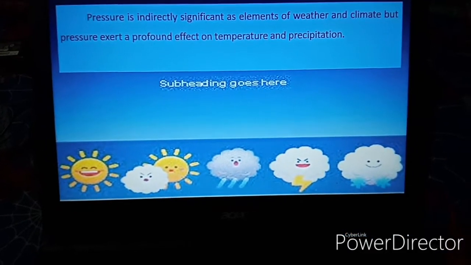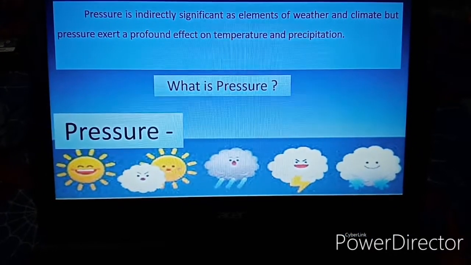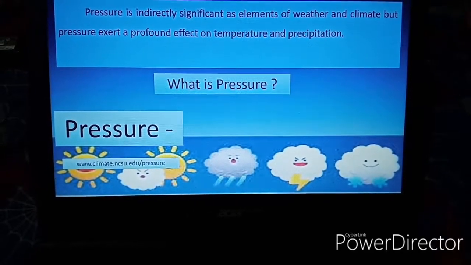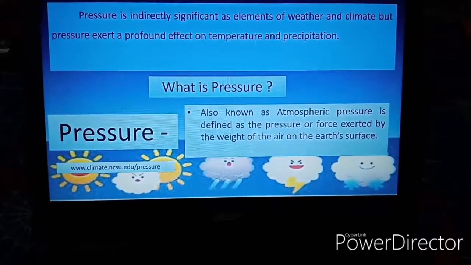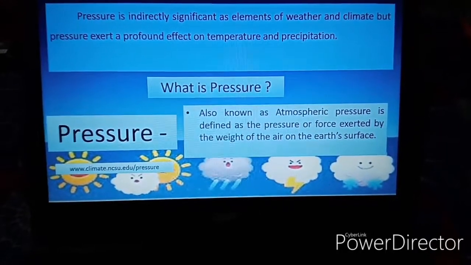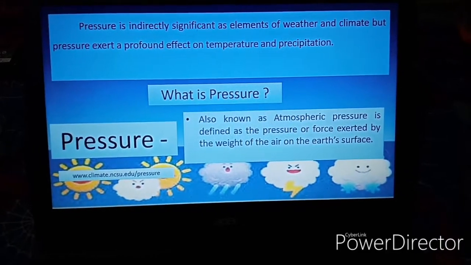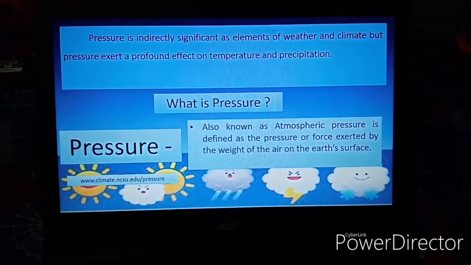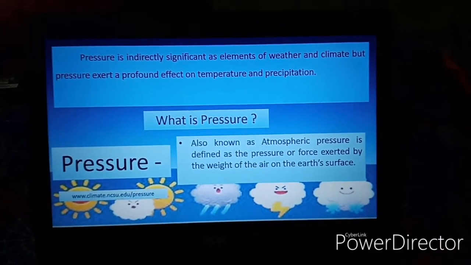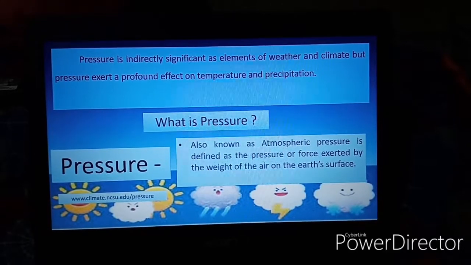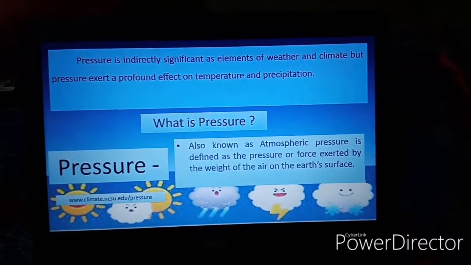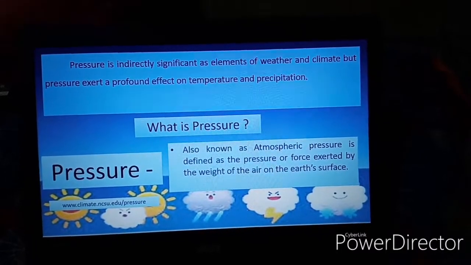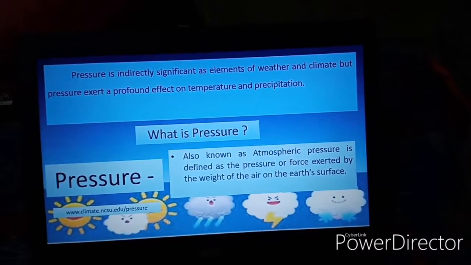But what is pressure? Pressure, according to Climate NCSU, is also known as atmospheric pressure. It is defined as the pressure or force exerted by the weight of the air on the Earth's surface. So pressure is the weight that the air exerts on the Earth. According to science, air has weight, and this air that surrounds our Earth is called the atmosphere.